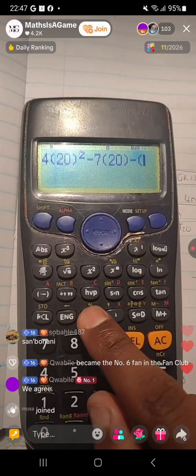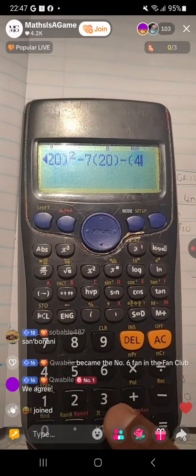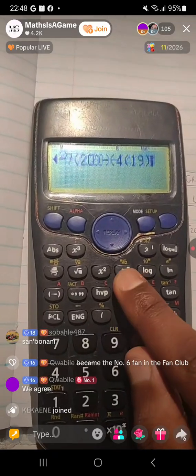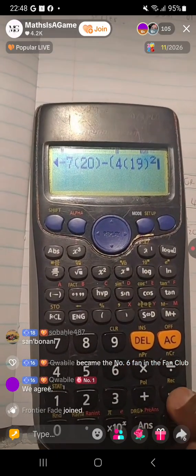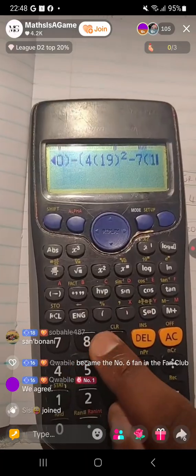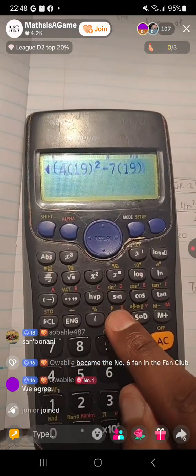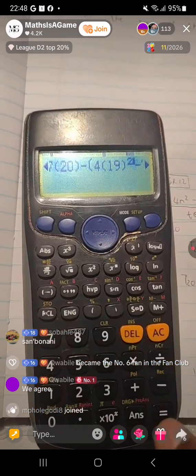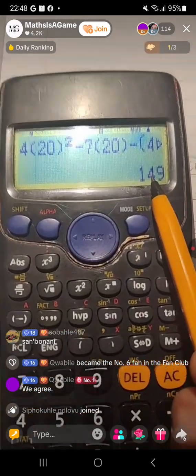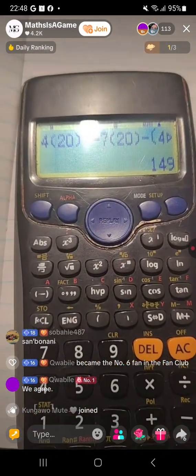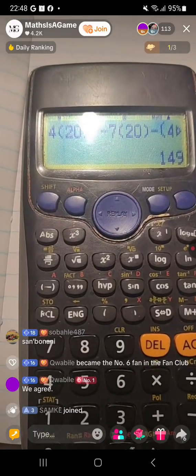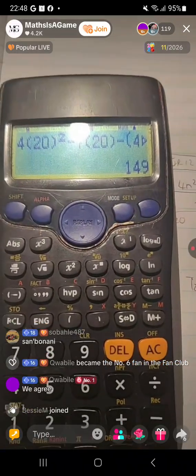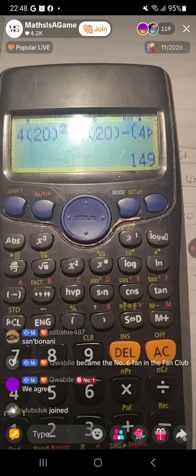So we can say 4 into 19. That 19, we can close that bracket and square it. Then we minus 7 into what? The 19 there. We close and we close. We close twice so that we can separate that term. And when we punch it in, boom! 149. That is term 20. That is term 20, my good people.